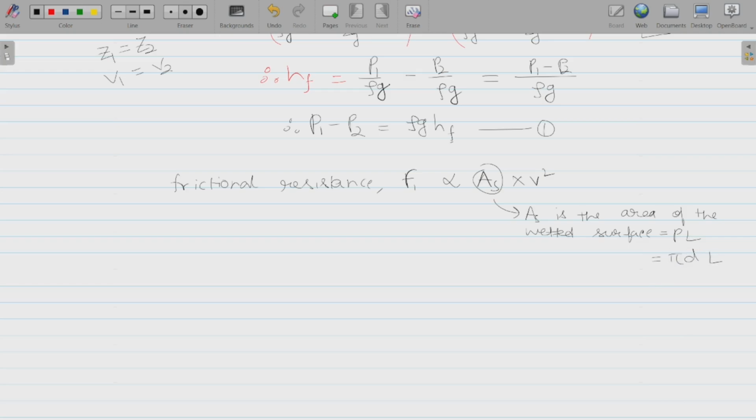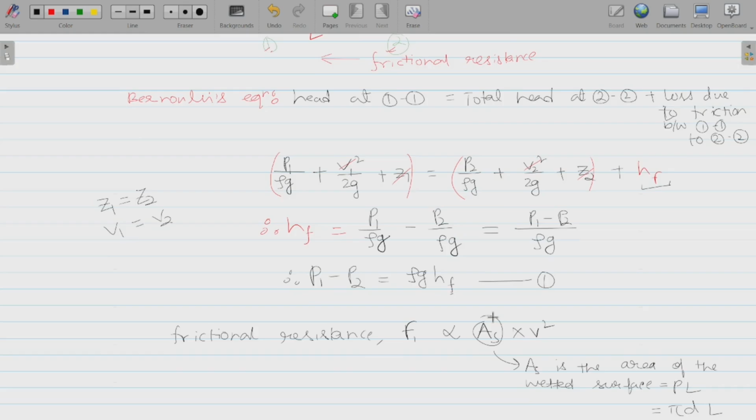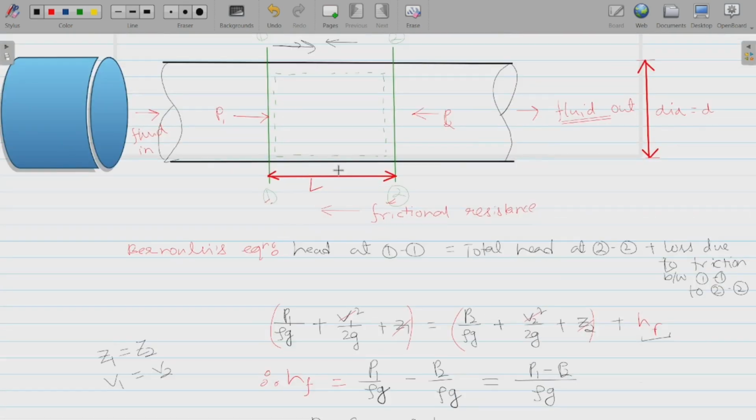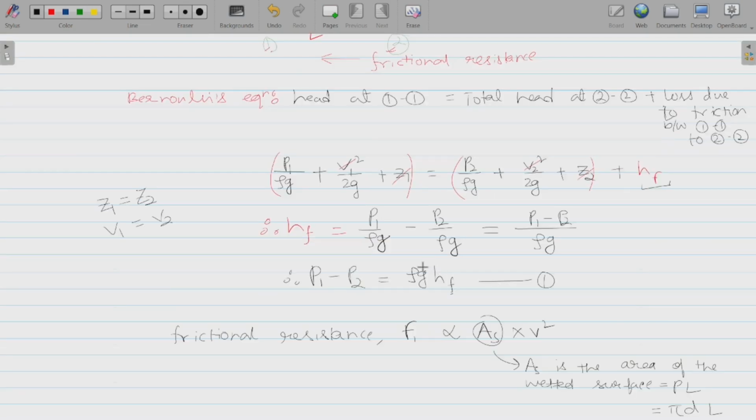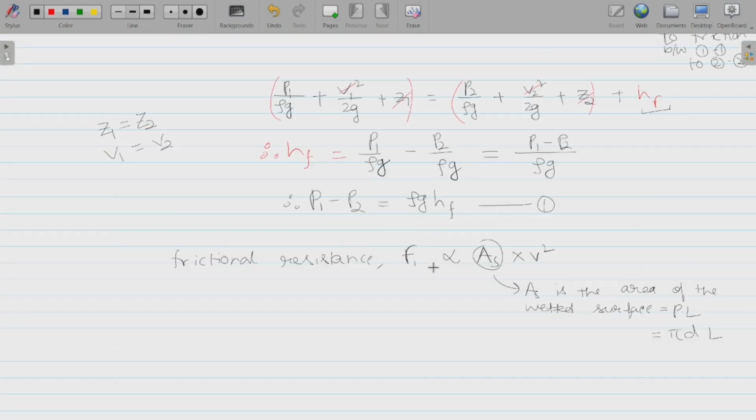P pi d into L. See, the friction will be acting along the surface, right? So the friction will be acting in this direction only on the perimeter or the wetted surface. So that is why you are taking the perimeter of this pipe. Because you are taking that perimeter, definitely this is pi d into L, and L is the length of the pipe.